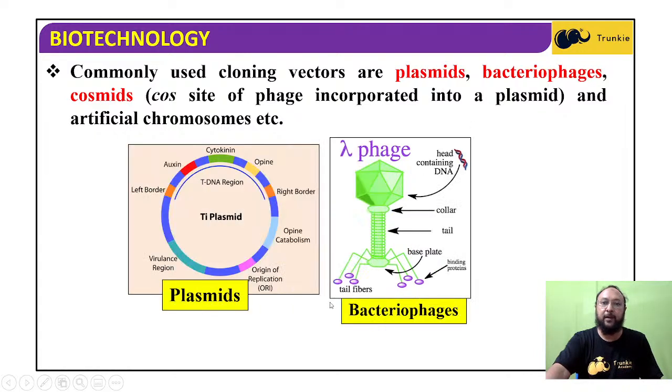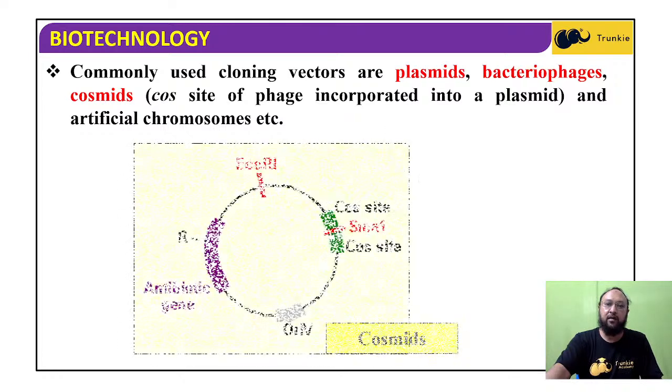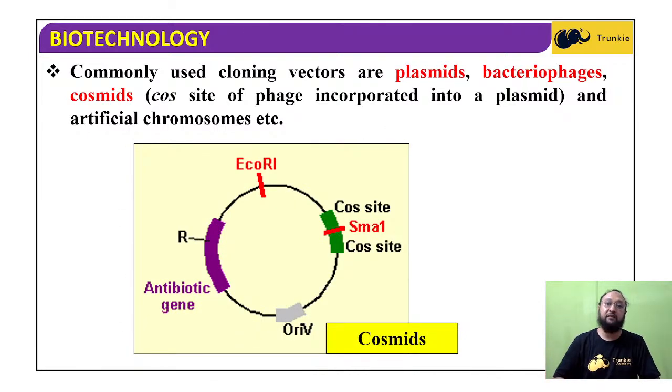Now the phage, the lambda phage, has a head containing DNA, a collar, a tail, and a base plate. This is the structure of the bacteriophage and how it looks. The main portion is the head region, where the DNA is contained. The others are structures that provide other functions.